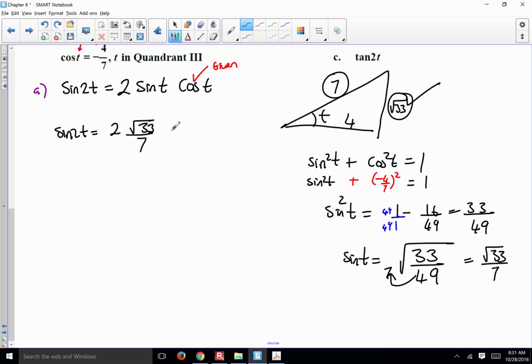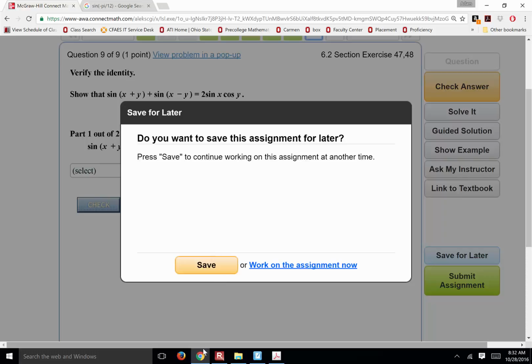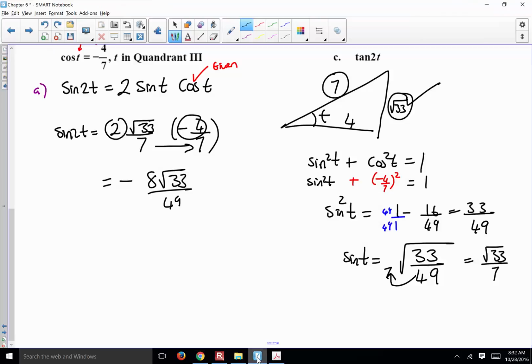Alright, there is a mistake here. Nobody caught it yet. If you multiply this all out, I get minus 8 root 33 over 49, right? These two make 49, and 4 and minus 4 make minus 8 root 33. This is, I believe, incorrect. I don't have to check it, but I believe it's incorrect. Where is my mistake?